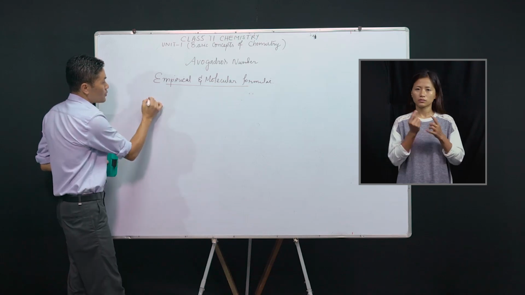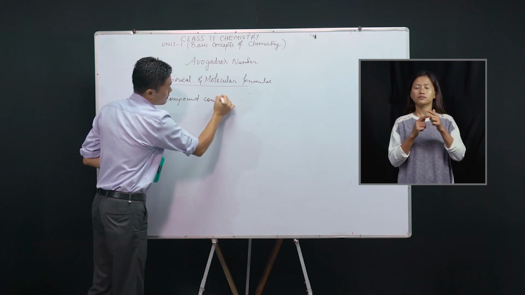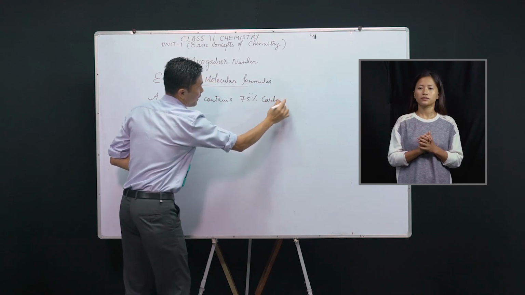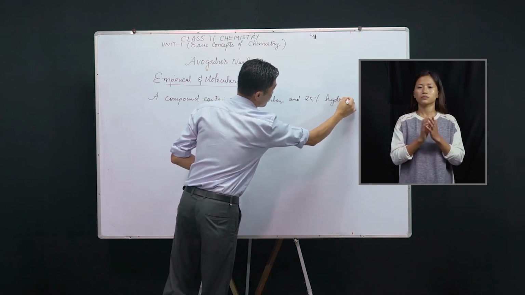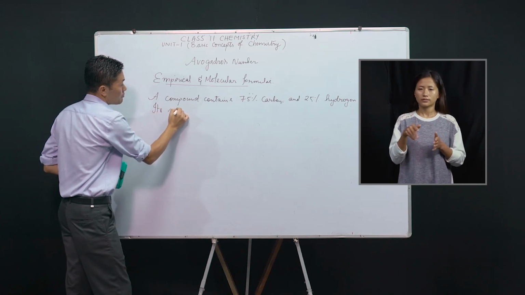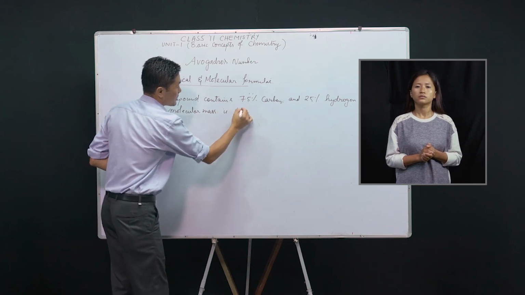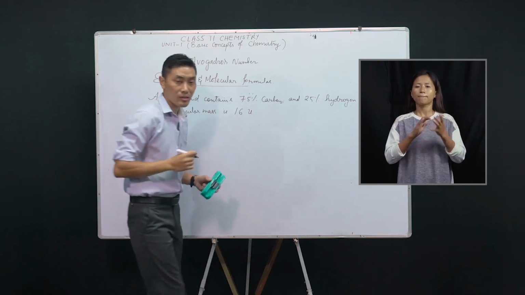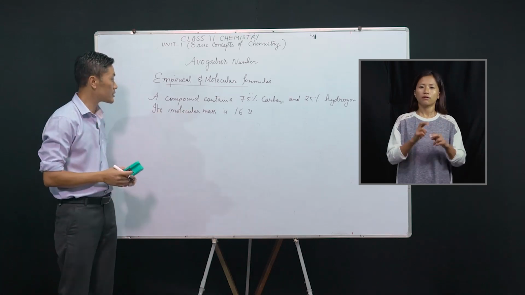Suppose a compound contains 75% carbon and 25% hydrogen, and its molecular mass is 16 atomic mass units. What will be its empirical formula and what will be its molecular formula? Let us try to derive this.